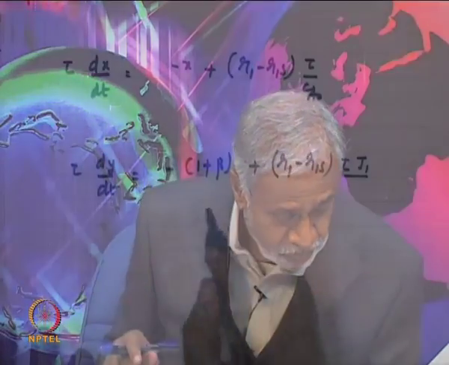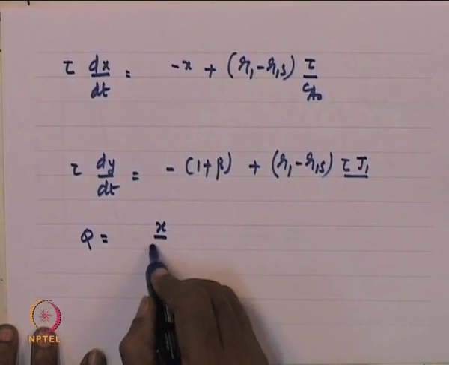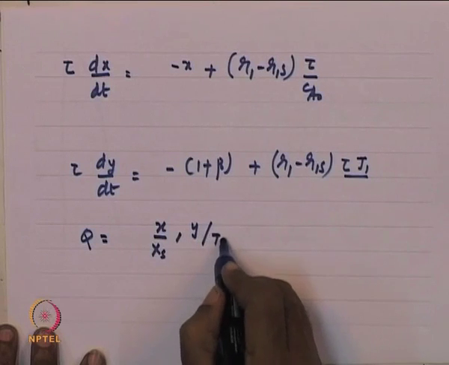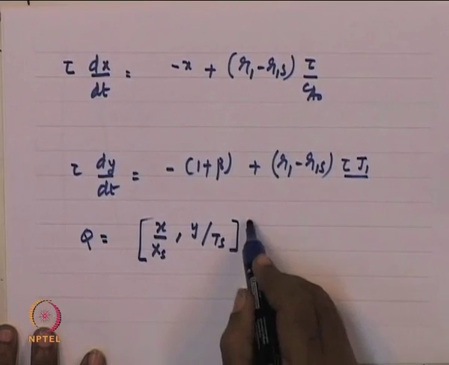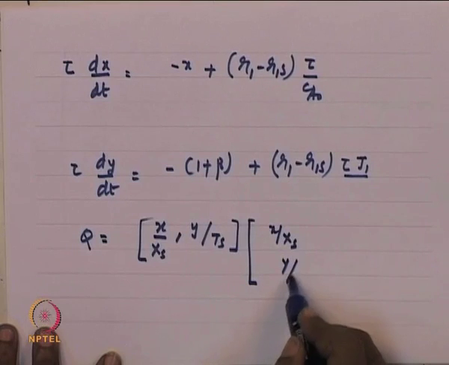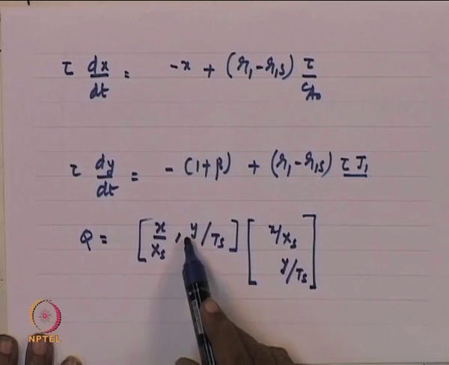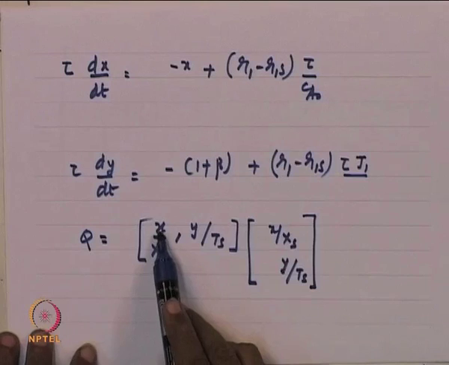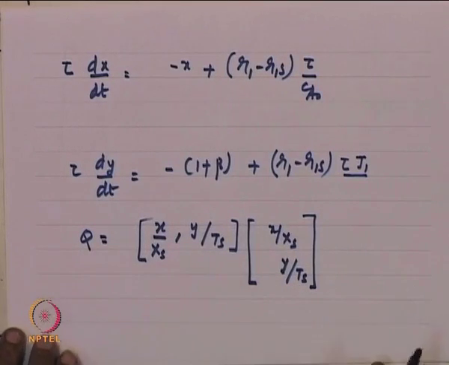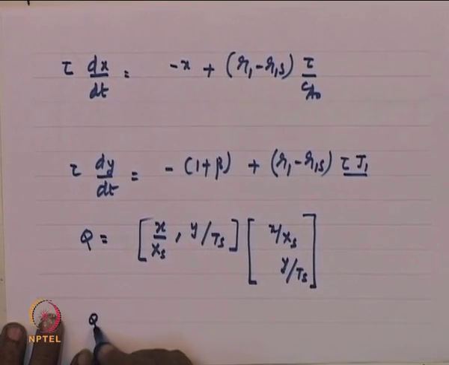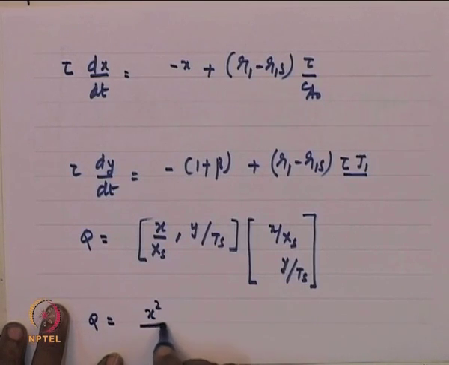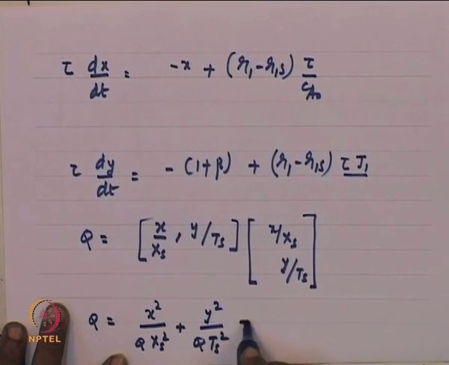Okay. So, suppose I say that q equal to (x by xs, y by ts). Suppose I define a quadratic form, which is (x by xs, y by ts) multiplied by this vector. What we are saying is that x squared by xs squared plus y squared by ts squared equal to some number. Suppose I say that as long as this q is within my limits, I am willing to accept the process. Suppose we do that, what it means is that if I expand this, x squared by q xs squared plus y squared by q ts squared equal to 1.